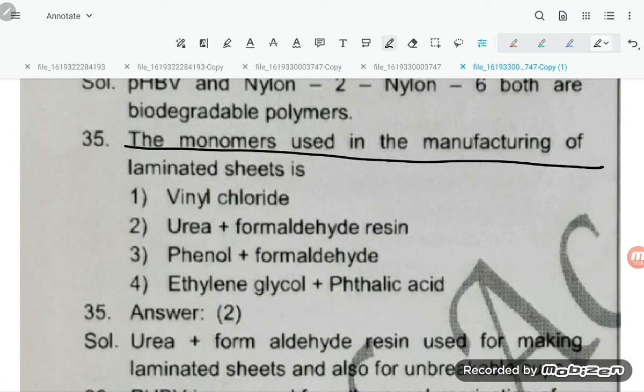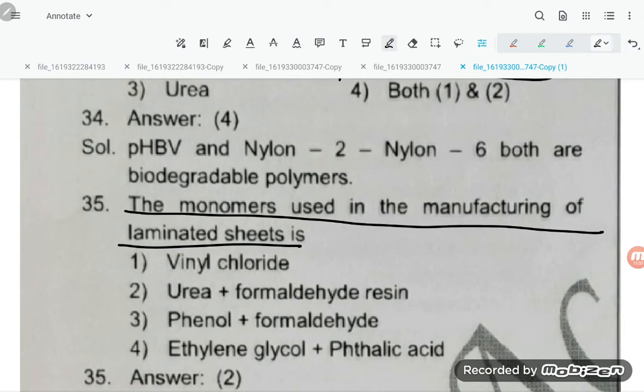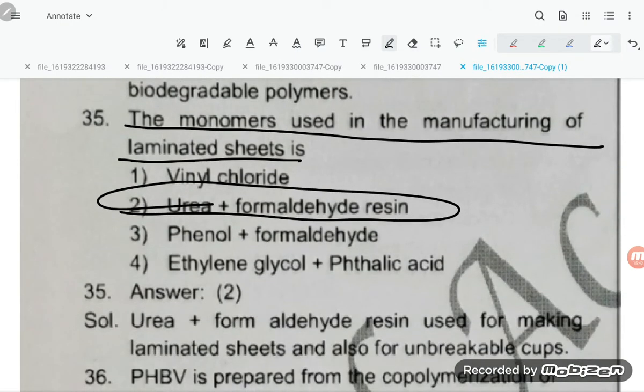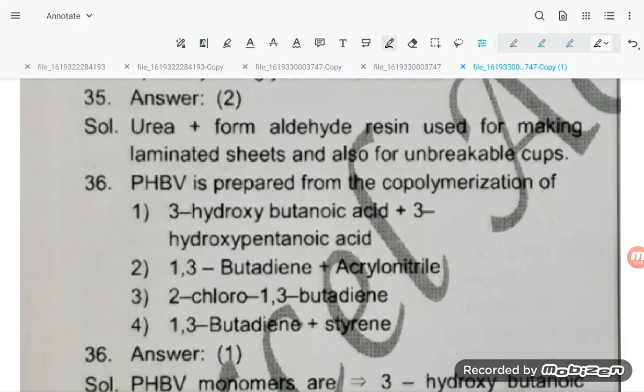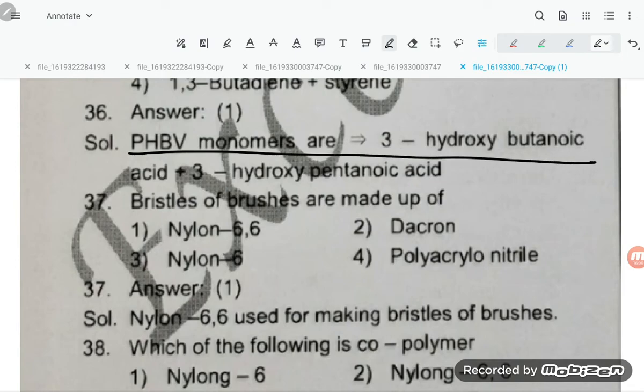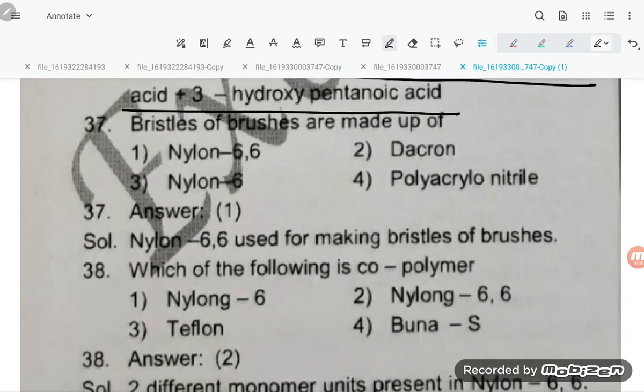The monomers used in the manufacturing of laminated sheets are urea and formaldehyde resins. Urea formaldehyde resin is used for making laminated sheets and also unbreakable cups. PHB is prepared from the copolymerization of 3-hydroxybutanoic acid and 3-hydroxypentanoic acid. So that is option number 1. PHBV monomers are 3-hydroxybutanoic acid and 3-hydroxypentanoic acid.